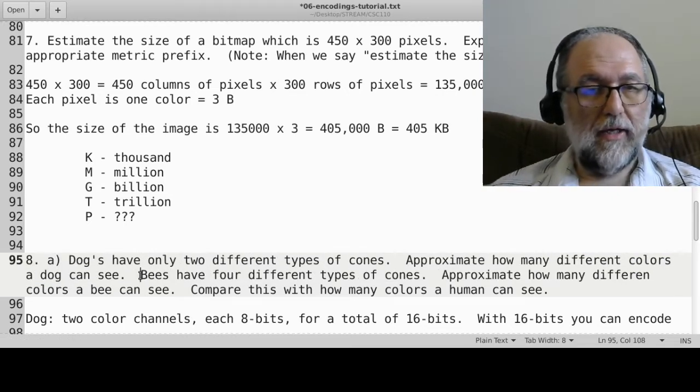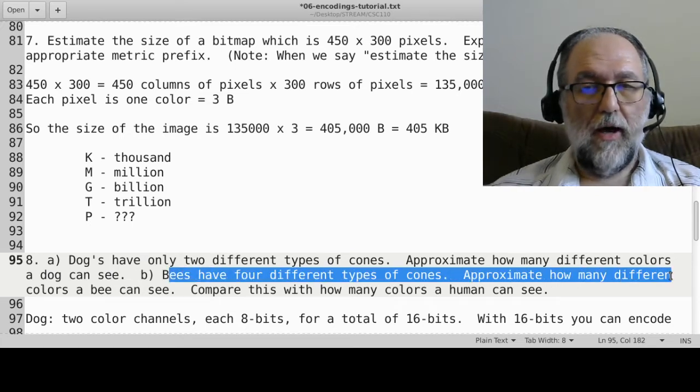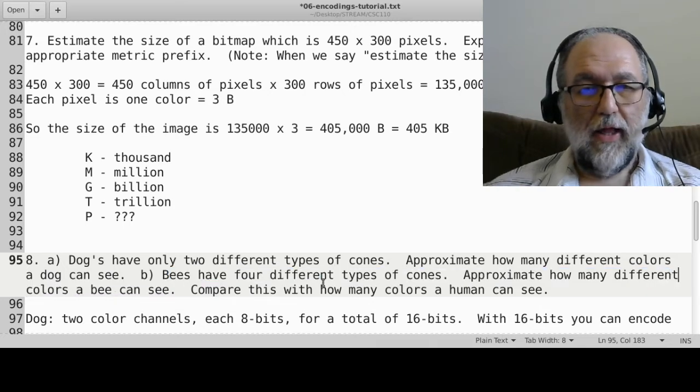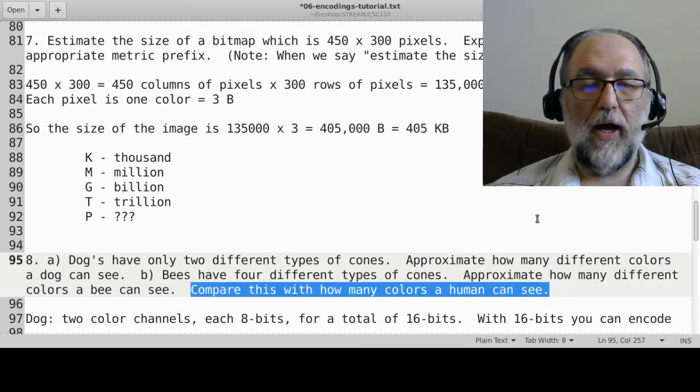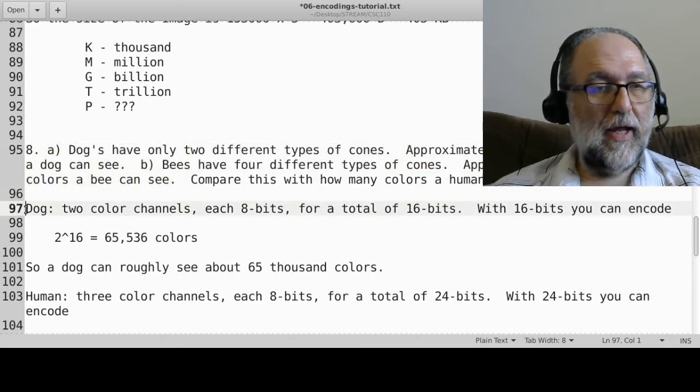And part B is bees have four different types of cones. Approximate how many different types of colors a bee can see, and compare this to how many colors a human can see. So let's do the dog first, part A here.